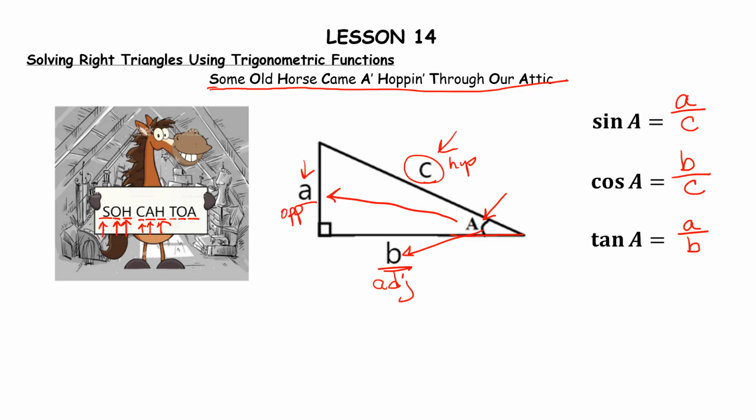I use "some old horse came hopping through our attic." So sine, opposite over hypotenuse, cosine, adjacent over hypotenuse, tangent, opposite over adjacent. The reason I use this is because it is weird, and the weirder the thing is that you're trying to memorize, the easier it is to memorize. So that's what we're dealing with.